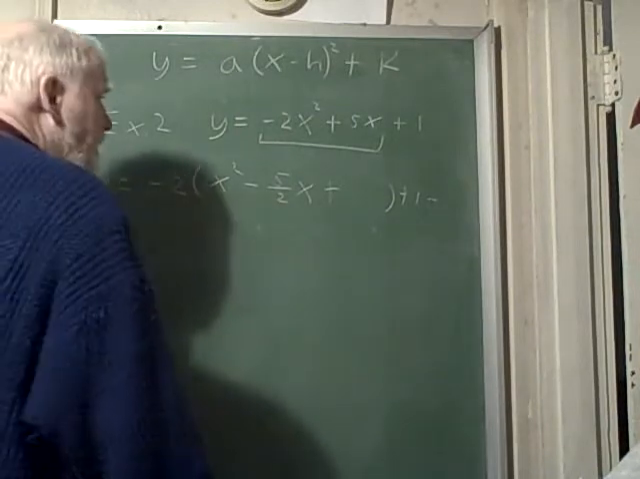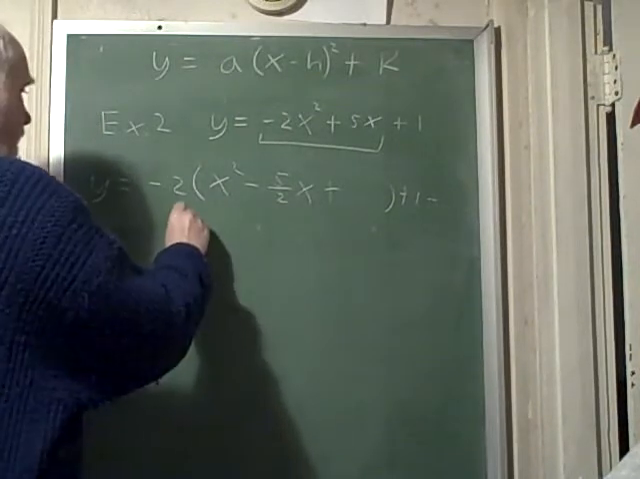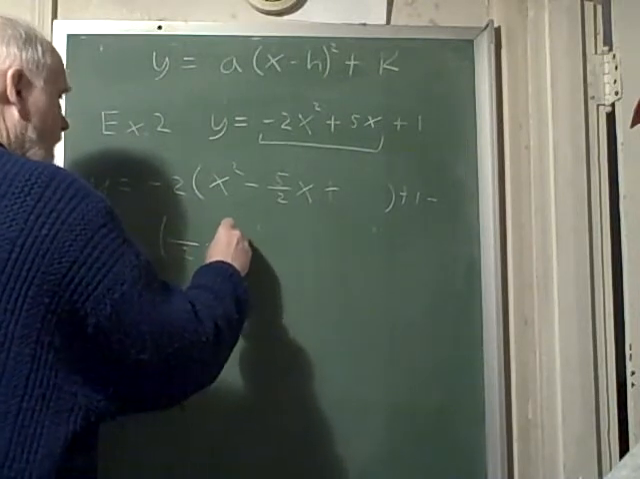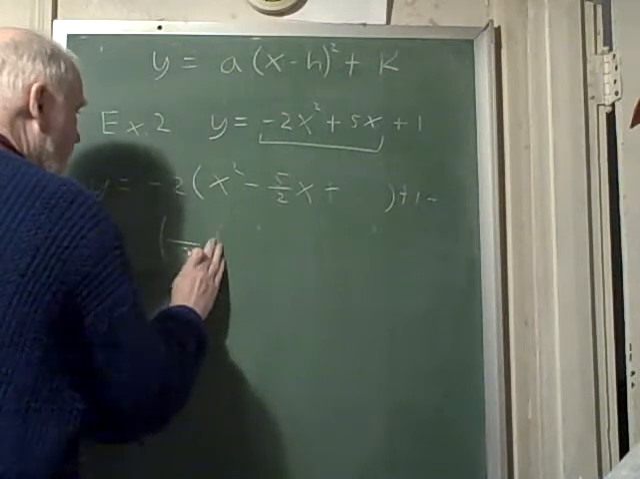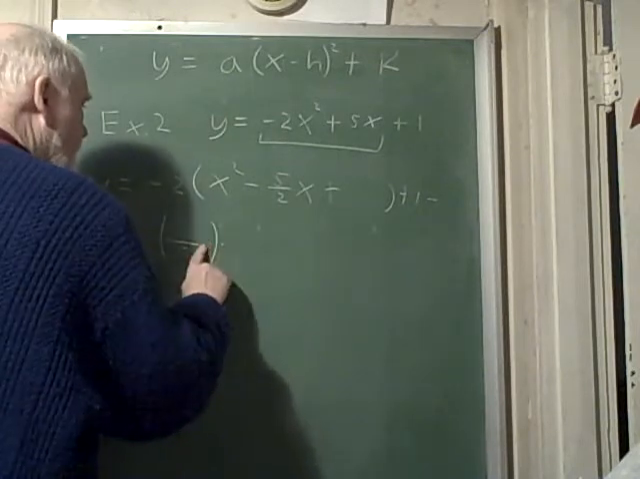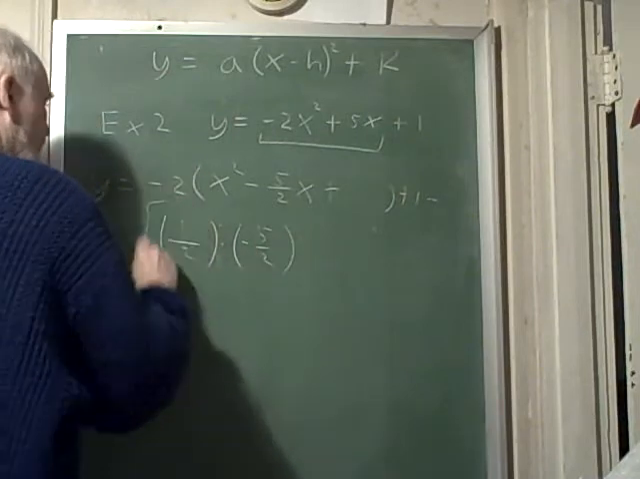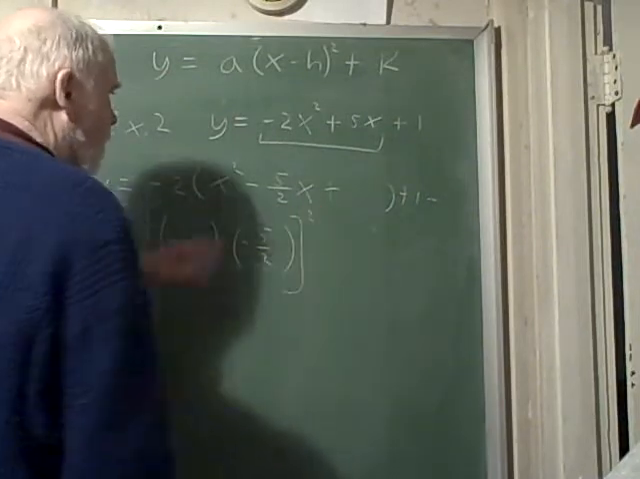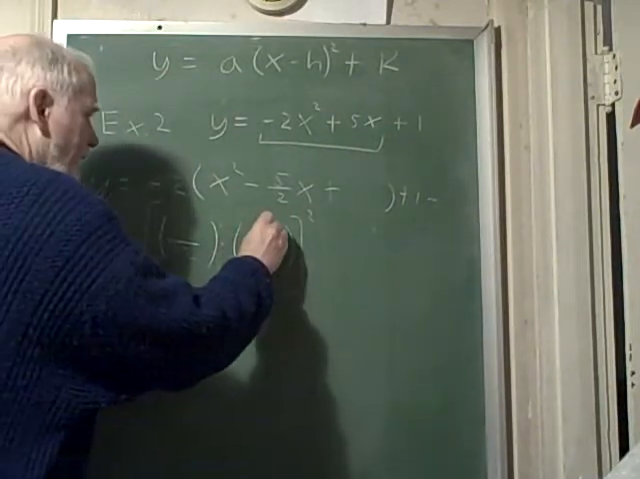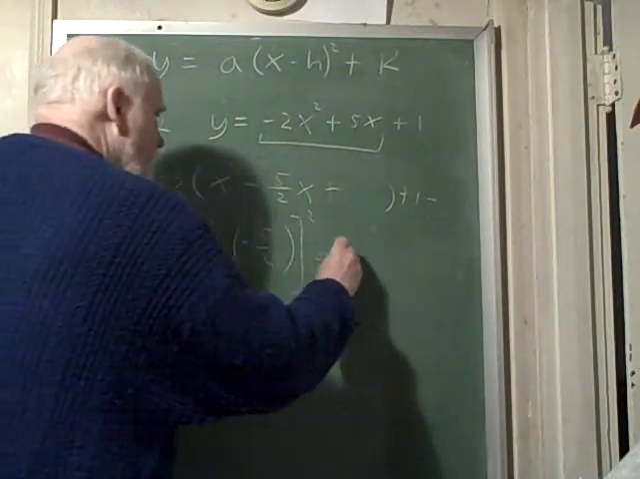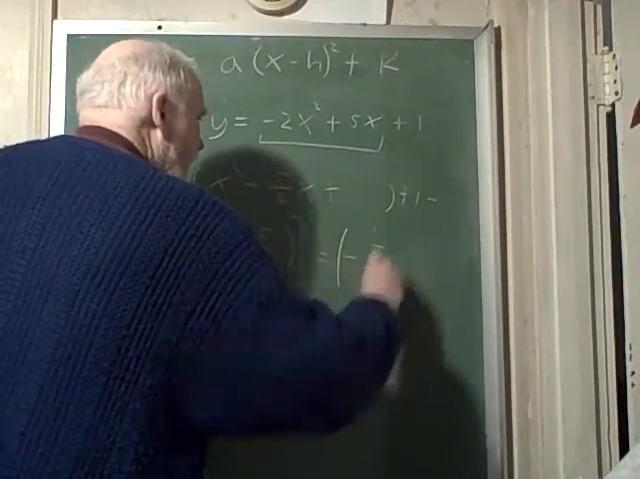Now, of course, I have to take 1/2 of that and square it, right? So I take 1/2 times -5 halves. Okay, and I take that quantity and I square it. I really don't have to worry about the negative because I'm going to end up squaring it anyway. And notice this, I get -5/4, and I have to square that.